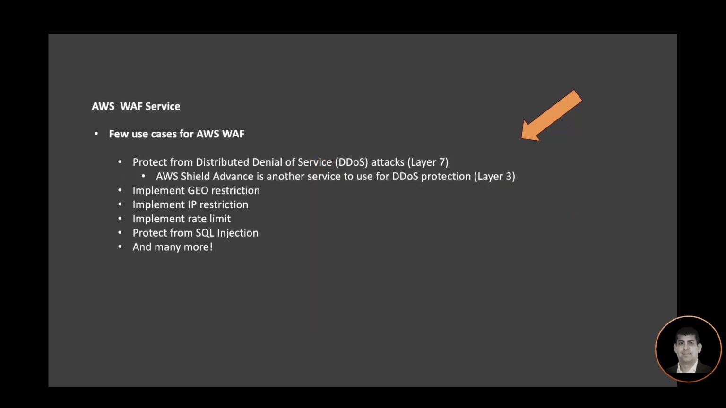So let's talk about a few of the use cases that we can support by using AWS WAF. One popular one is protection from DDoS attack at a layer 7 level. There is another service that AWS provides, AWS Shield Advanced, and that is used for DDoS protection at layer 3. Implement geo restriction. We can build rules around implementing IP restriction, implement the rate limit for an API or any other resource for that matter, protection from SQL injection, and several other use cases.